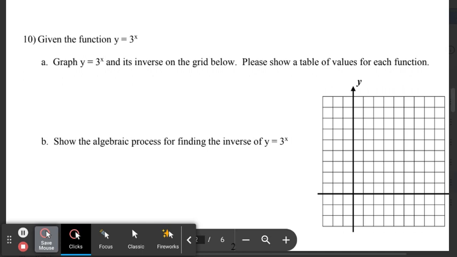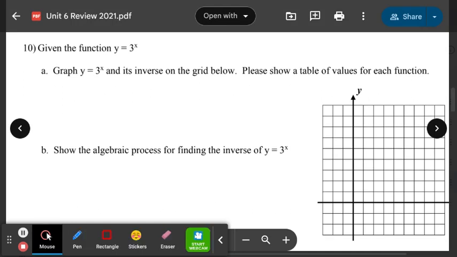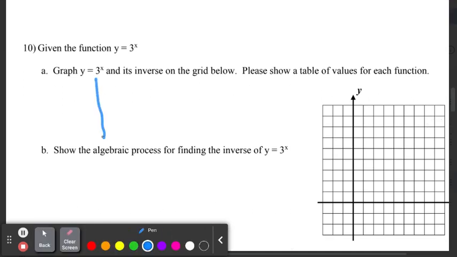So 10a says graph y equals 3 to the x and its inverse. Please show a table of values for each function. So y equals 3 to the x. Right here. X, y. I don't have a graphing calculator on my Chromebook at home. So what you would do is you go to y equals on your calculator and do 3 exponent x and then second graph.